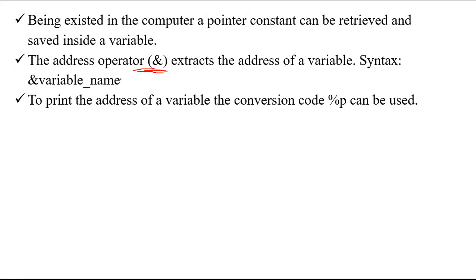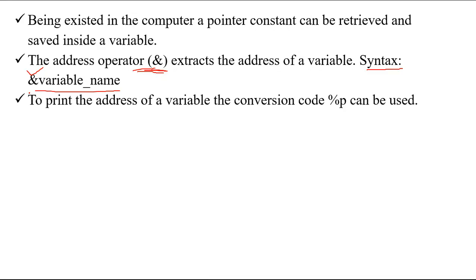In order to get the address of a particular variable, we have to prefix that variable name with this ampersand. Here you can see the syntax I have given. The syntax is nothing but the variable name prefixed with the ampersand. Simply prefix the ampersand before the variable name to get the address of that variable. In that way you can get the address of a variable.